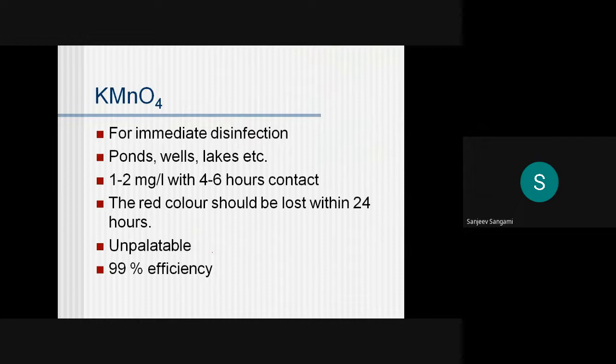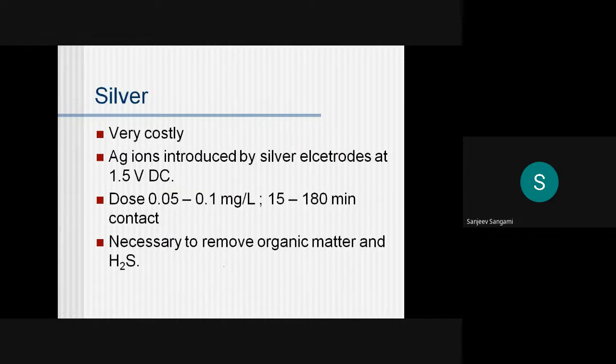Then KMnO4, if you want to go for immediate disinfection, go for it. For ponds and lakes it is recommended: 1 to 2 milligram per liter with 4 to 6 hours of contact. Then the red color should last at least 24 hours, though of course it is going to disappear, and it will give 99% efficiency. Then silver treatment.